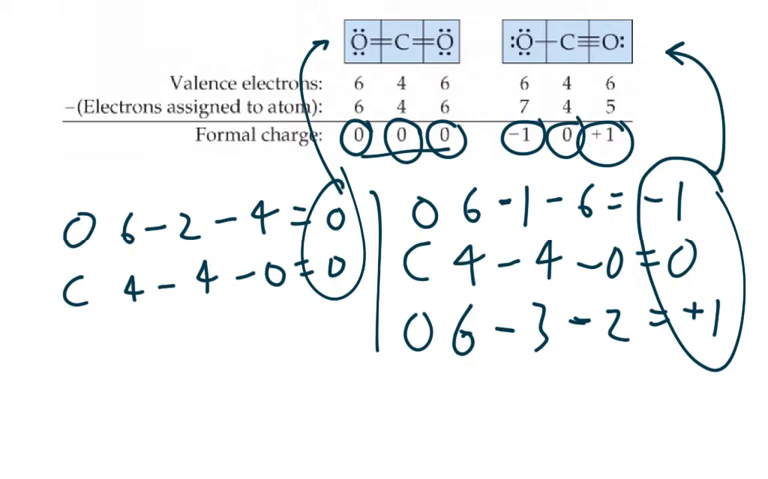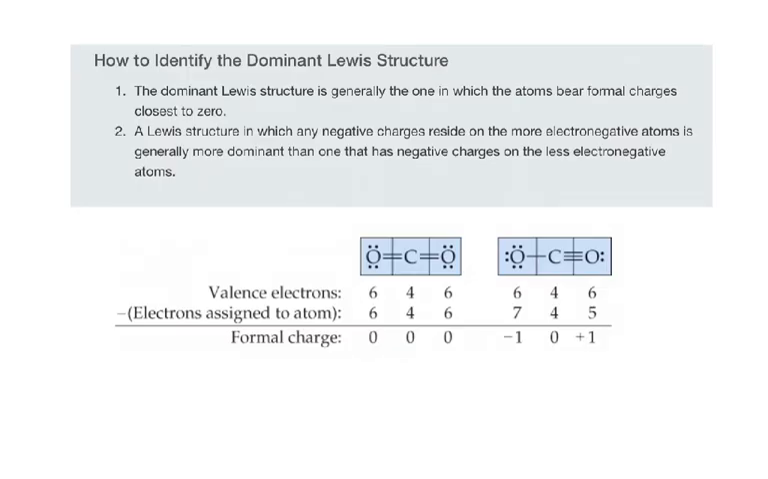So let me show you how we compare. This is the rule on how to identify which would be the most dominant Lewis dot structure using formal charges. Rule number 1 says that the dominant Lewis structure is generally the one in which the atoms bear formal charges closest to 0. So you're going to compare, and whichever structure has more zeros as their formal charges will be the most dominant structure. It will also be the most stable structure.